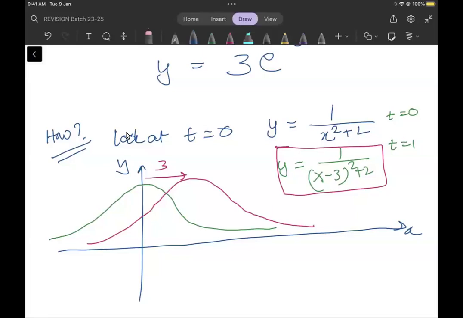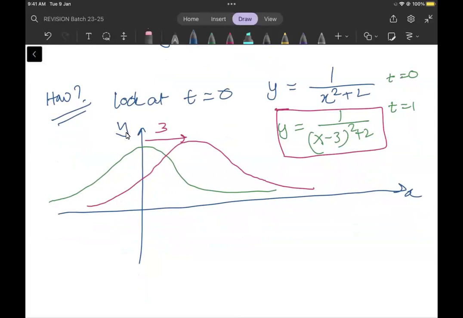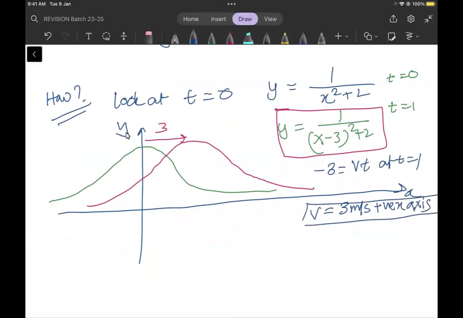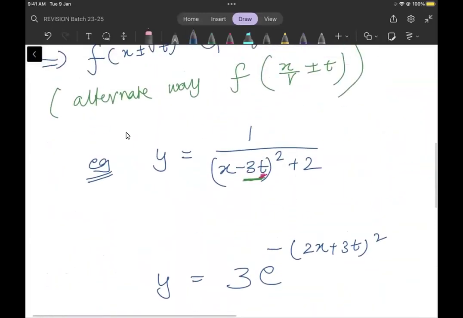Okay. The velocity of the wave, of course, would be given by y is equal to f of x plus minus vt. So in this case, minus 3 should be equal to vt at t is equal to 1. So v should be equal to 3 meters per second along the positive x-axis. How did positive x-axis come? This is also not a very difficult thing to explain.